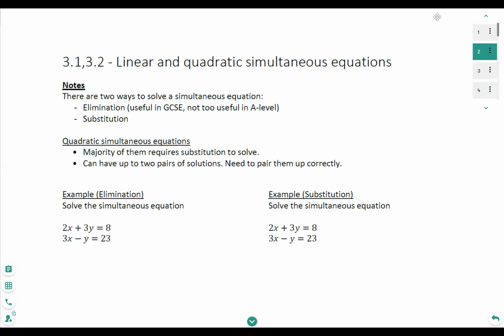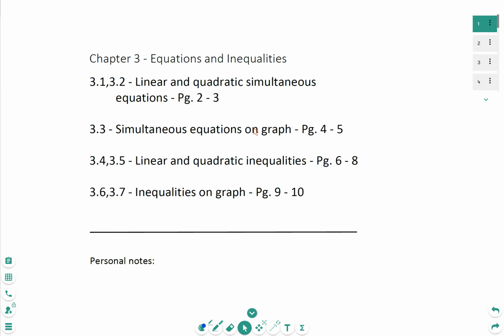Welcome to Pure 1, Chapter 3. Moving on, next chapter. This chapter is about simultaneous equations and inequalities. In this chapter, you'll be learning mainly two things. One, simultaneous equations.